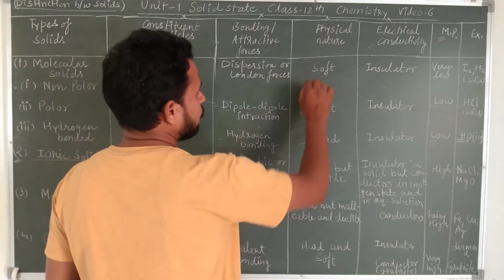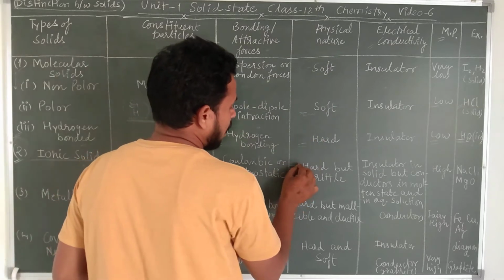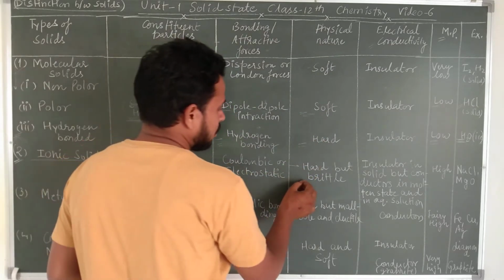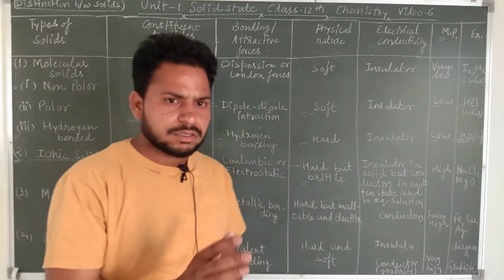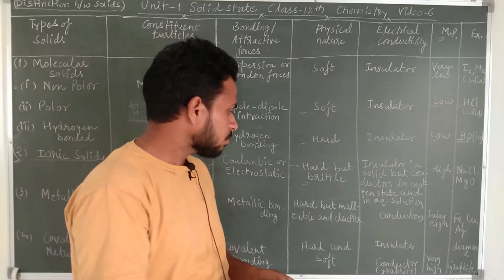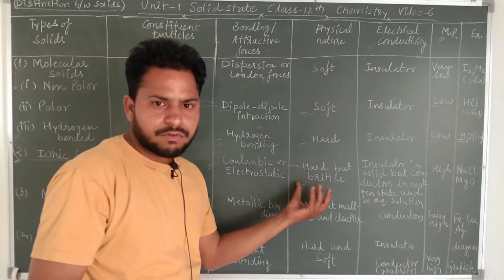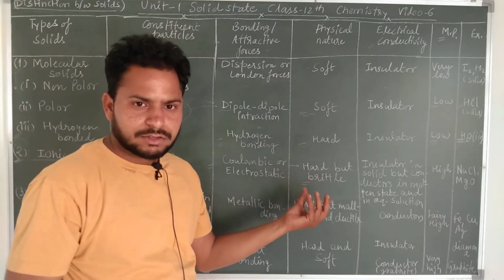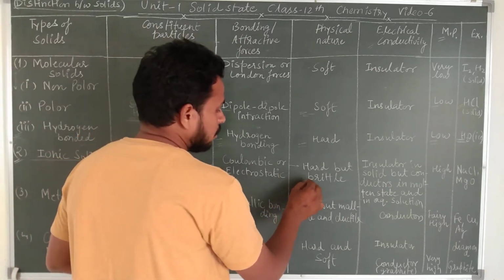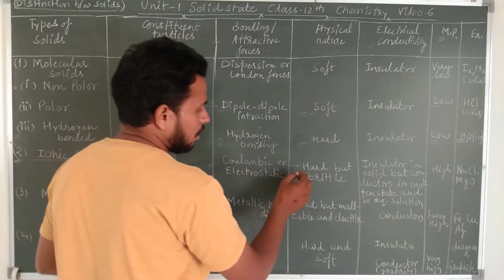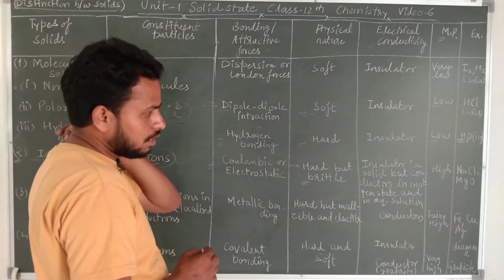If we talk about physical nature, they are hard but brittle. If we apply any load or force, if we hammer on these ionic solids, they break easily. That's why they are hard and brittle.